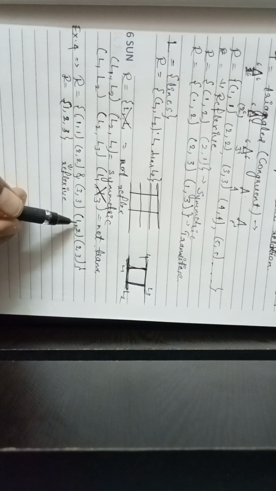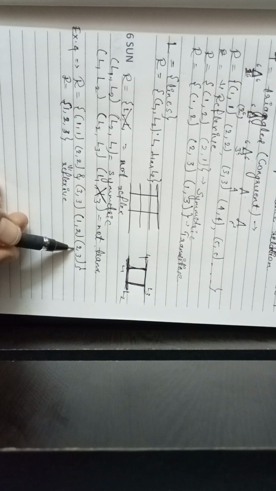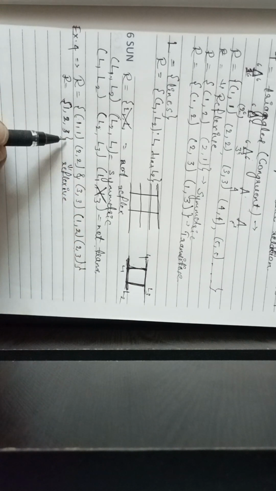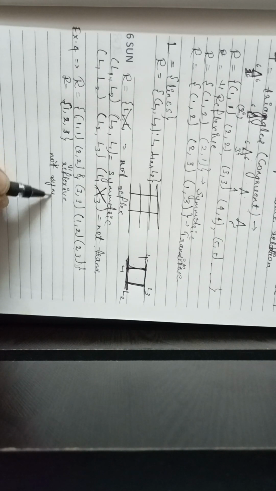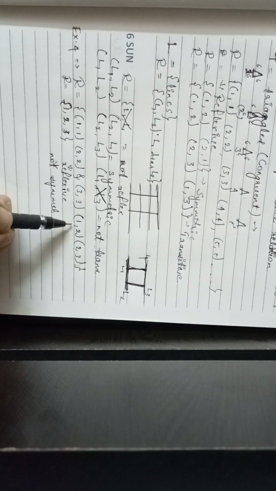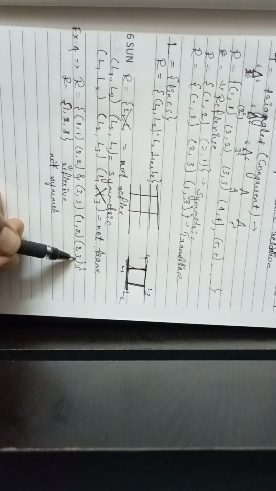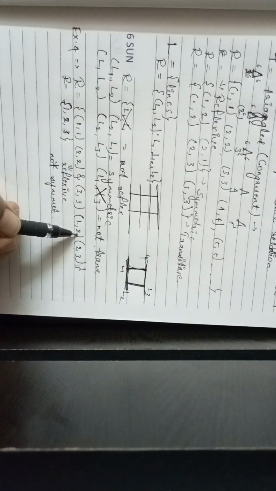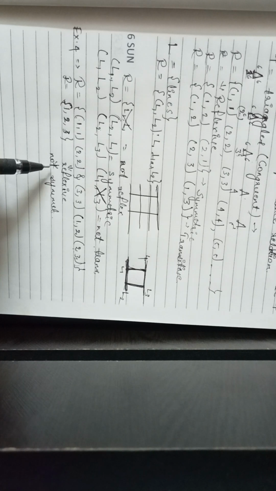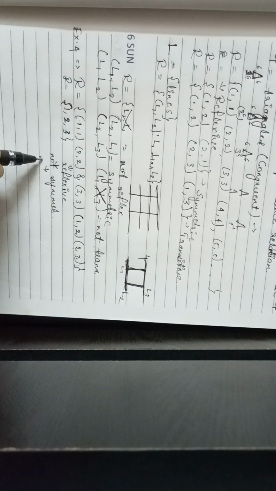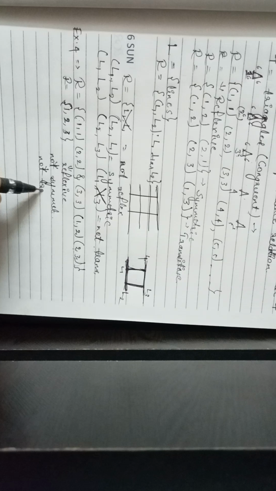Now check. In this I have 1 comma 2, and check whether we have 2 comma 1 in this. No, there is no 2 comma 1 in the relation. So this is not symmetric. Now check the third case. 1 comma 2 is there, and 2 comma 3 is there, but 1 comma 3 is not there. So this will be not transitive.